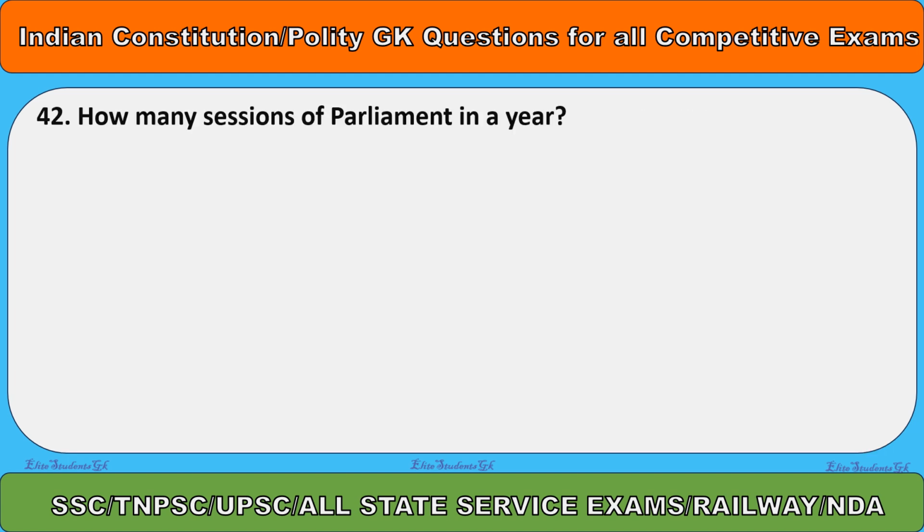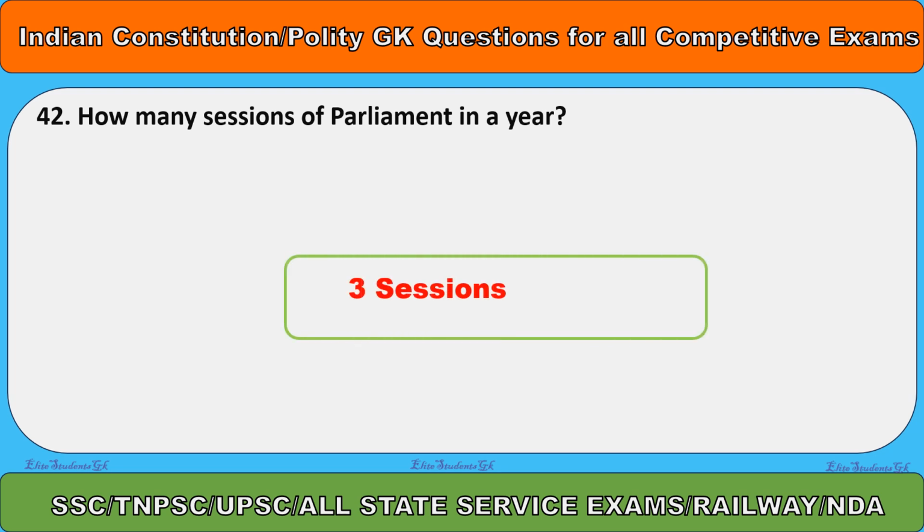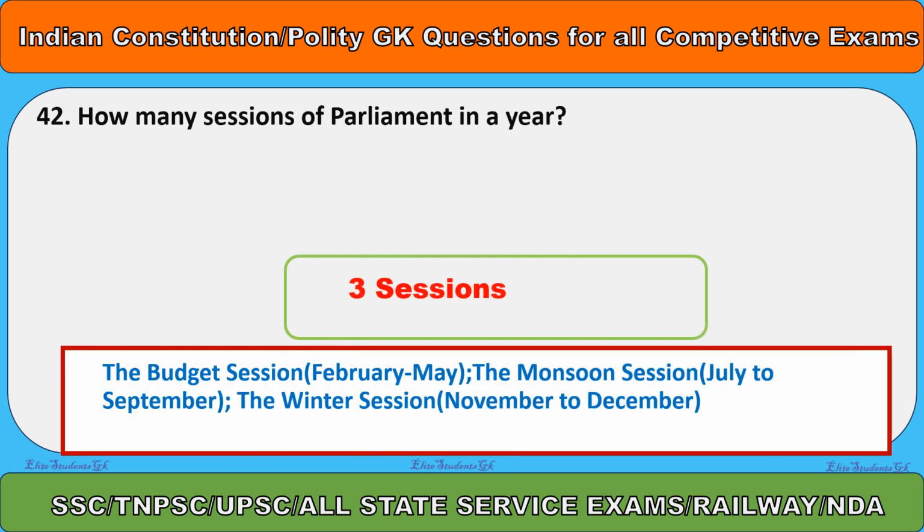How many sessions of Parliament are there in a year? Three sessions. They are the budget session from February to May, the monsoon session from July to September, and the winter session from November to December.